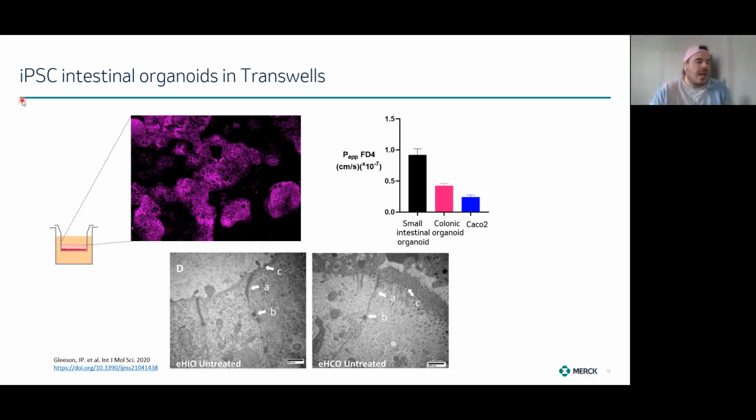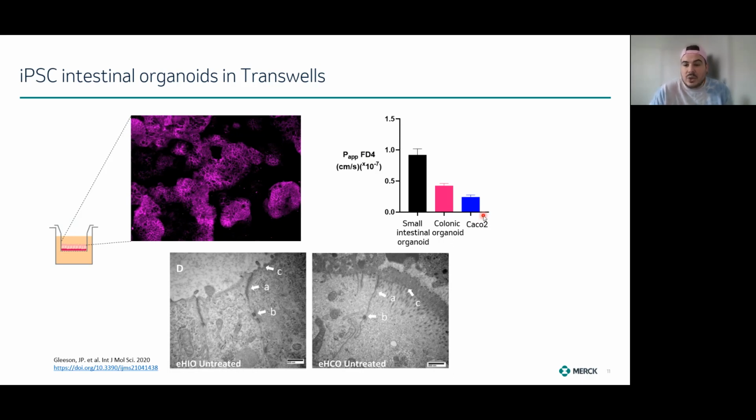In this case, we have induced pluripotent stem cell-derived intestinal organoids. This is where we have an induced pluripotent stem cell, and we can direct it to differentiate into the cell type we want. In this case, it's small intestinal and colonic epithelium. And you can see from this, when we were looking at the CACO2 cells versus the colonic and small intestinal organoid, the apparent permeability coefficient, so that's the piece that I was talking about earlier about how much of the drug is able to get across that membrane, decreases in order here. And we do know that this is the case in vivo. We know that the small intestinal tissue is much more leaky than the colonic tissue. And that makes sense.